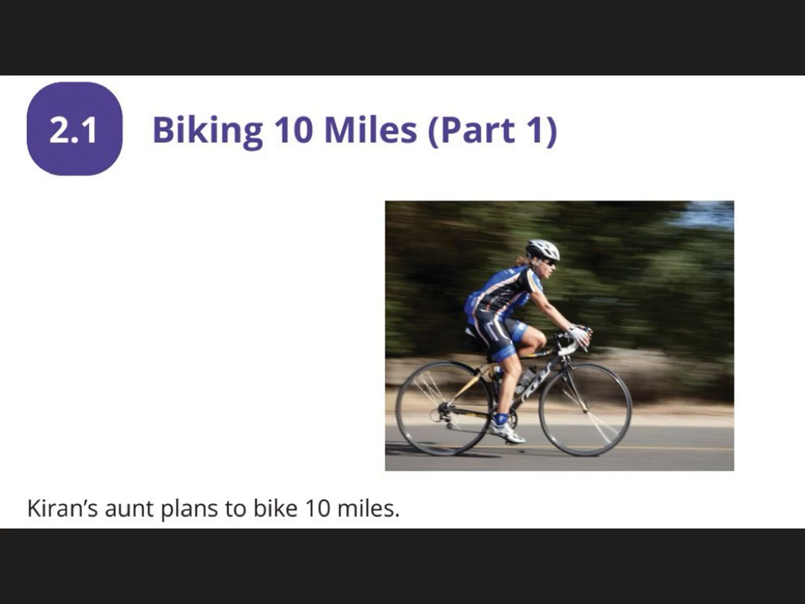Now for this biking problem, what we have to know is Karan's aunt plans to bike 10 miles. So this is a distance. Obviously, when she's riding, she has some type of speed, and we need to know how to relate speed, distance, and time. So these three go together. So speed equals distance over time.